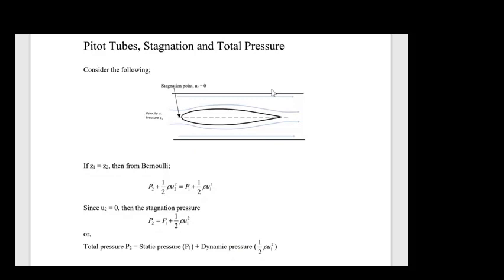And what a pitot tube will do, it will measure the dynamic pressure against the static pressure, and use that pressure difference to work out how quickly that fluid is moving. So here we've got fluid flowing past an airfoil, flowing from left to right. Our velocity is u1, p1 upstream.